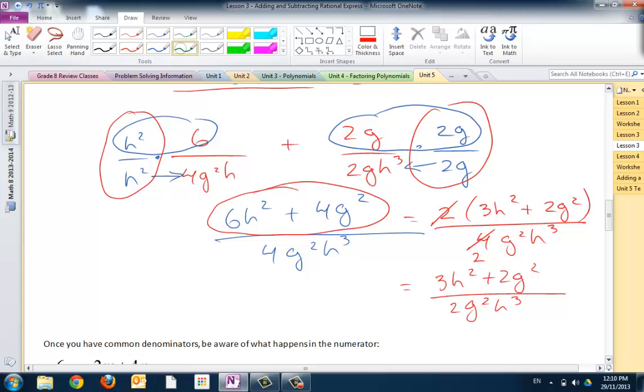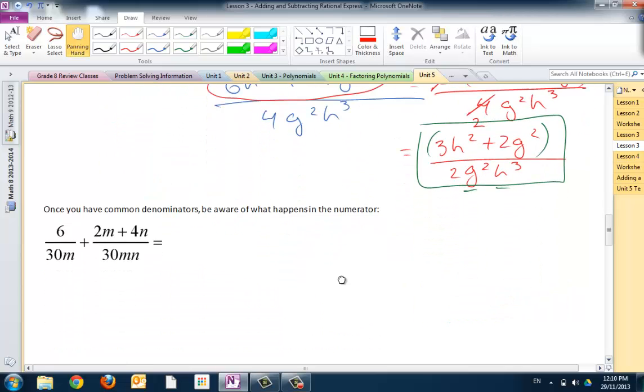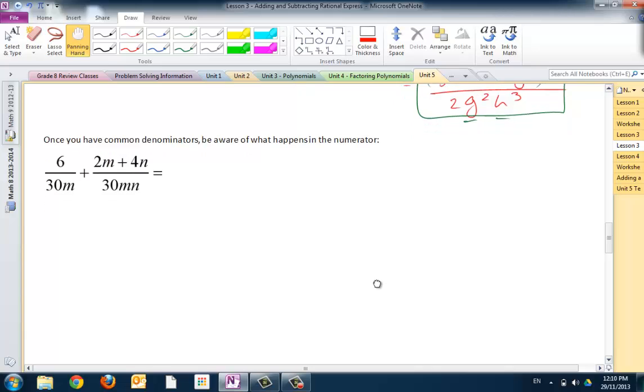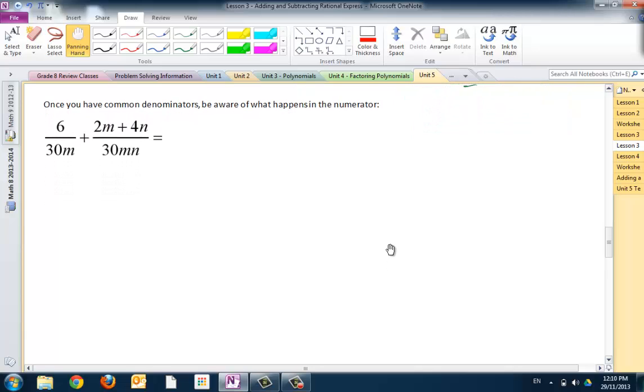Is there anything else that I can do in this rational expression? No. There's nothing I can factor in the numerator, and I can't cancel the g's or the h's in the denominator into the numerator because I have to treat this thing as one piece up here. Alright, so let's take a look at a couple of other examples here, see if we can keep on going.